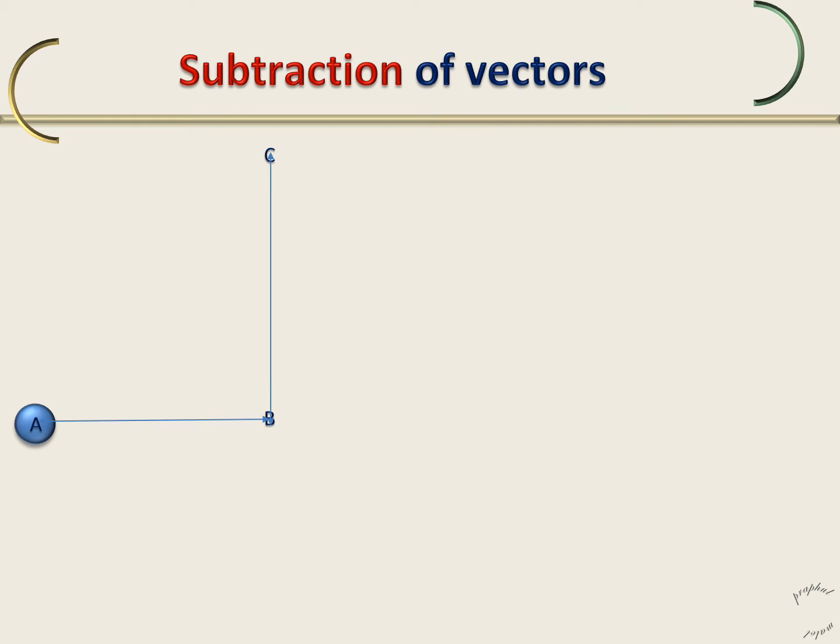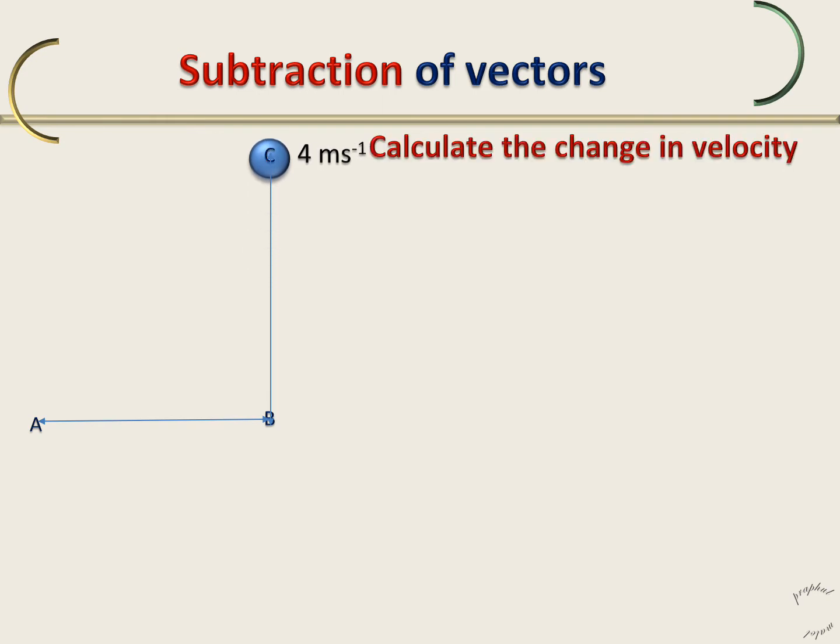In all the previous examples we have seen how to add two vectors. Now we are going to see how to subtract two vectors. Let's see this example. A body is going from A to B at a speed of 3 meter per second, then B to C at a speed of 4 meter per second. We are asked to calculate the change in velocity.